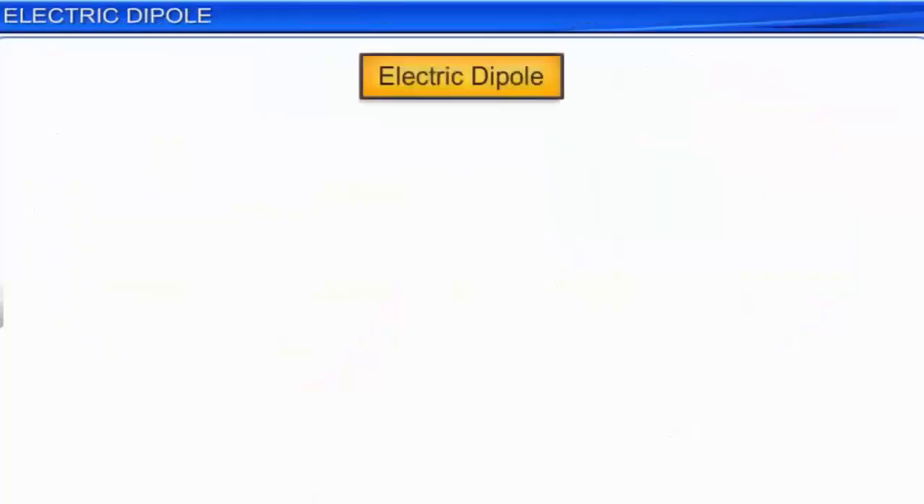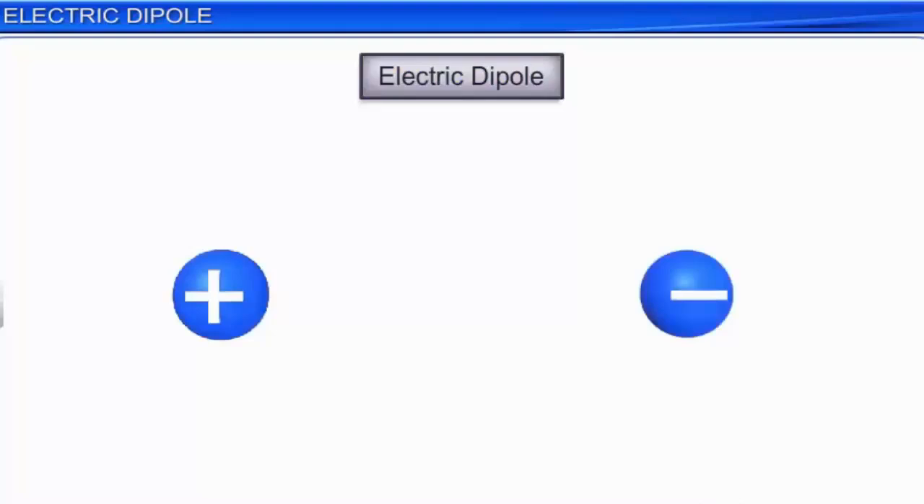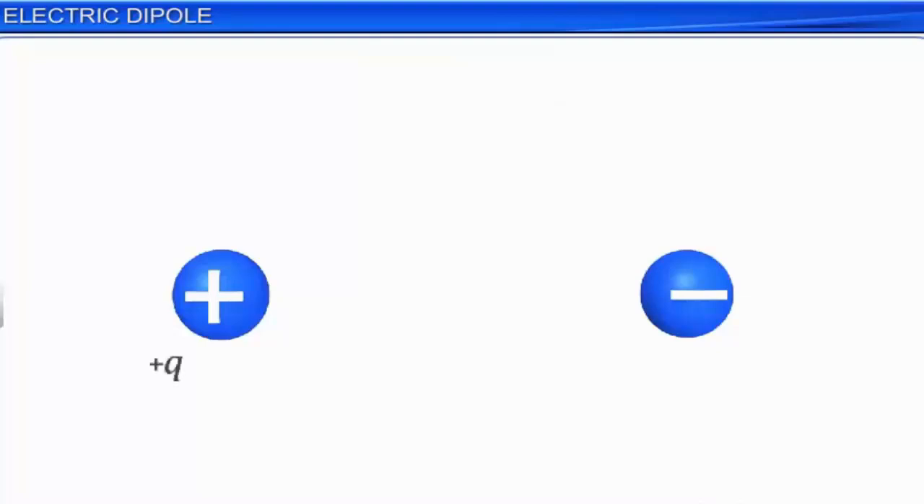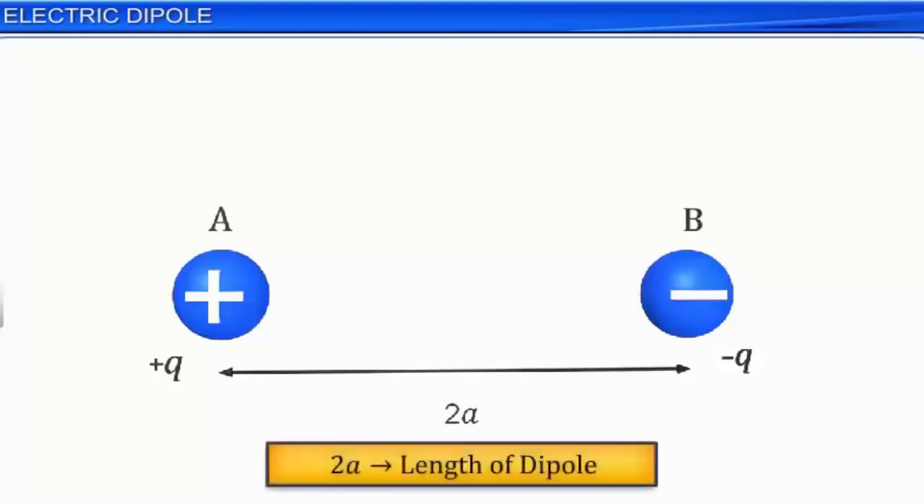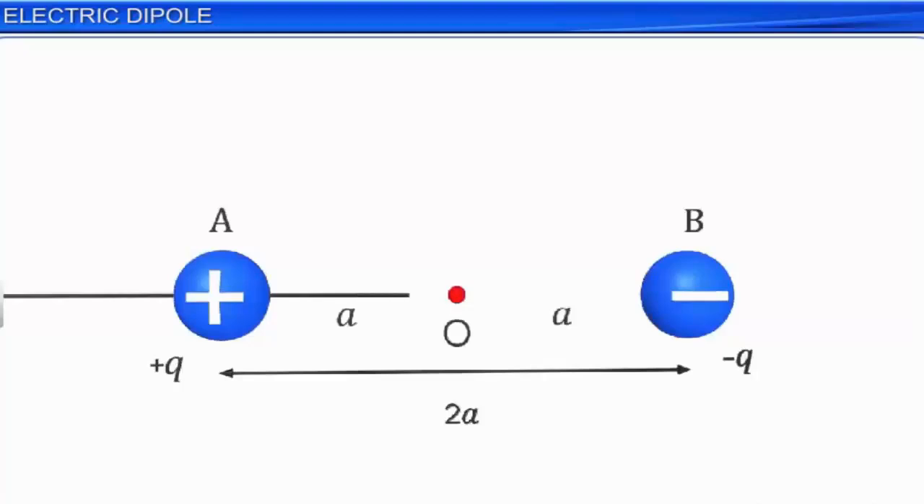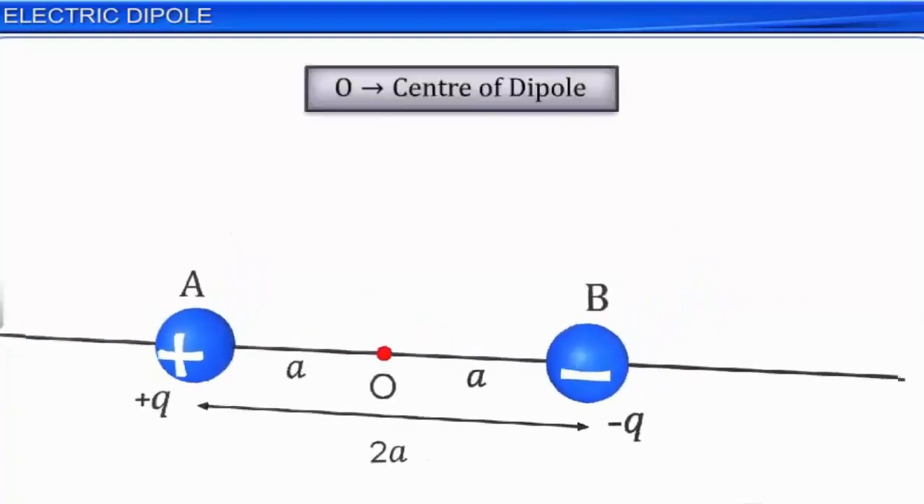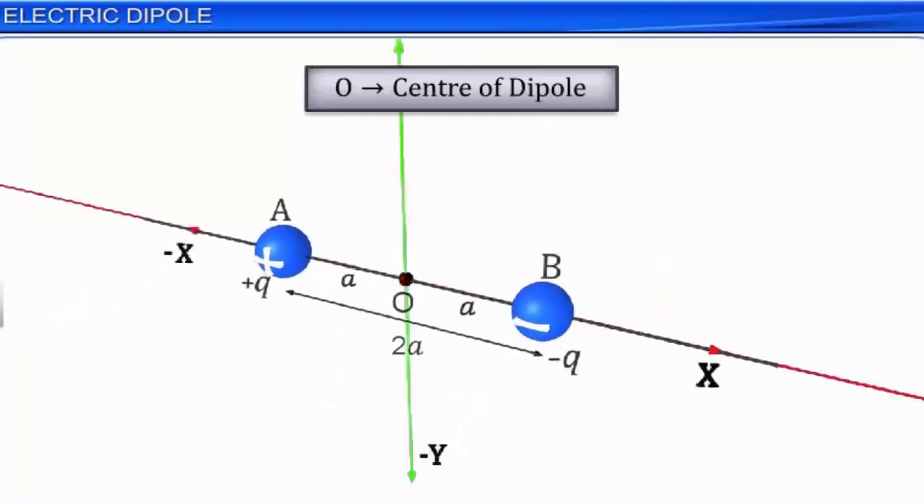An electric dipole comprises of a positive charge and a negative charge separated by a finite distance. Consider a dipole with a positive charge plus q placed at A and a negative charge minus q placed at B at a distance of 2a. This distance between the charges is referred as the length of the dipole. For an electric dipole, the midpoint O of the line joining the dipole is called the center of the dipole, and the straight line passing through the charges and also through the center is called the axis of the dipole.